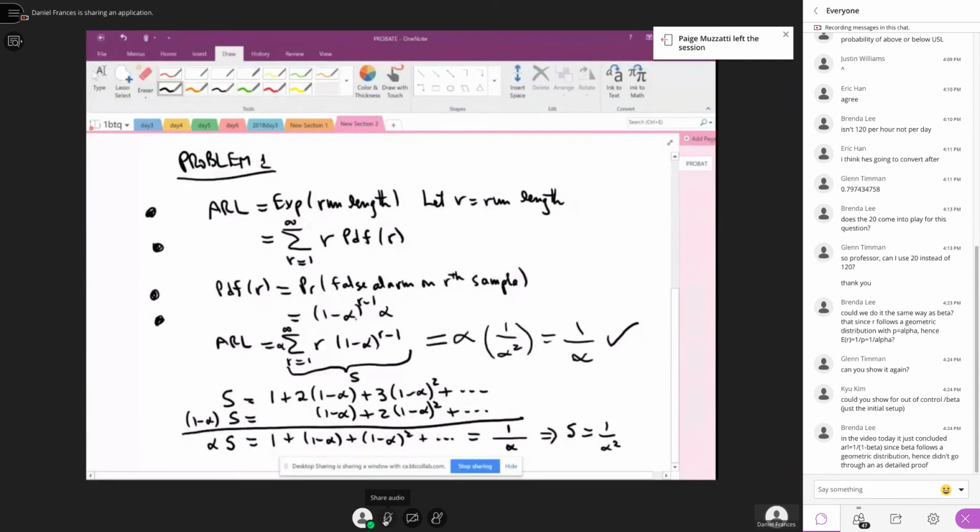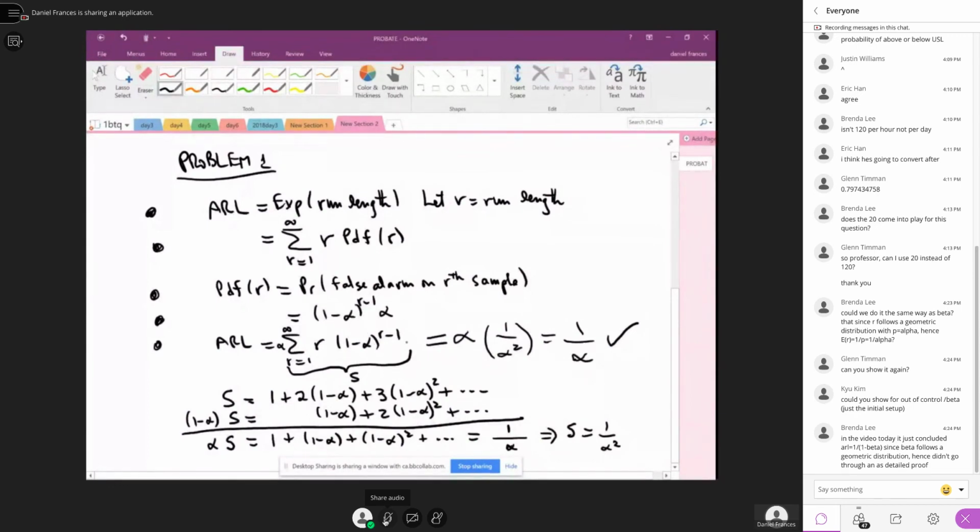But I didn't use the hint. I just argued my logical way through this. But if you wanted to, okay. So now we get to the next line. We continue. Now we substitute this expression into the ARL that we wrote down earlier. I moved the alpha up front because it really doesn't depend on R, so it's a constant.